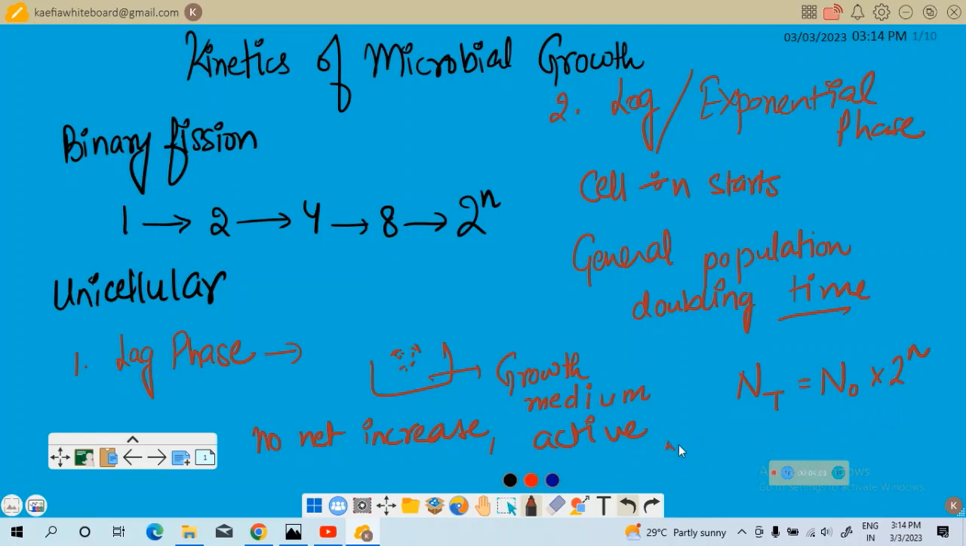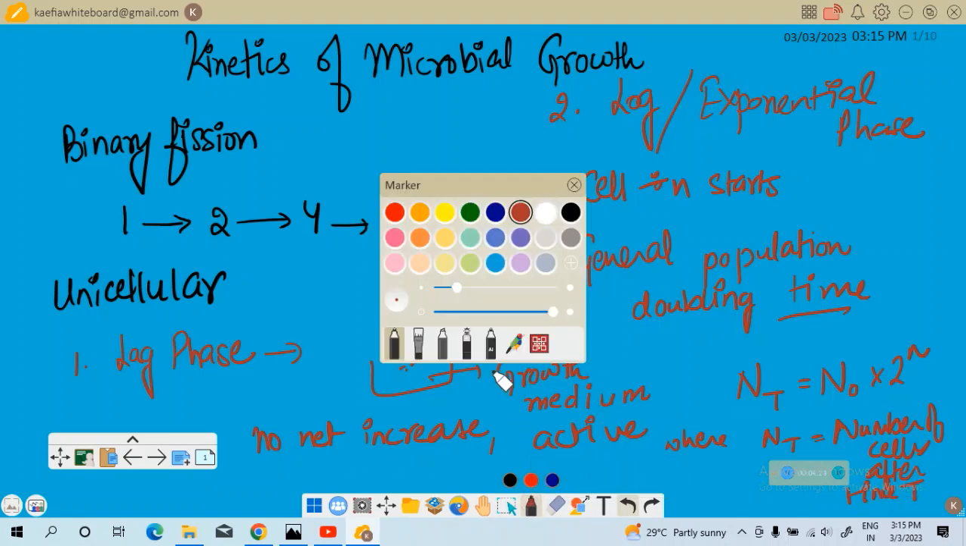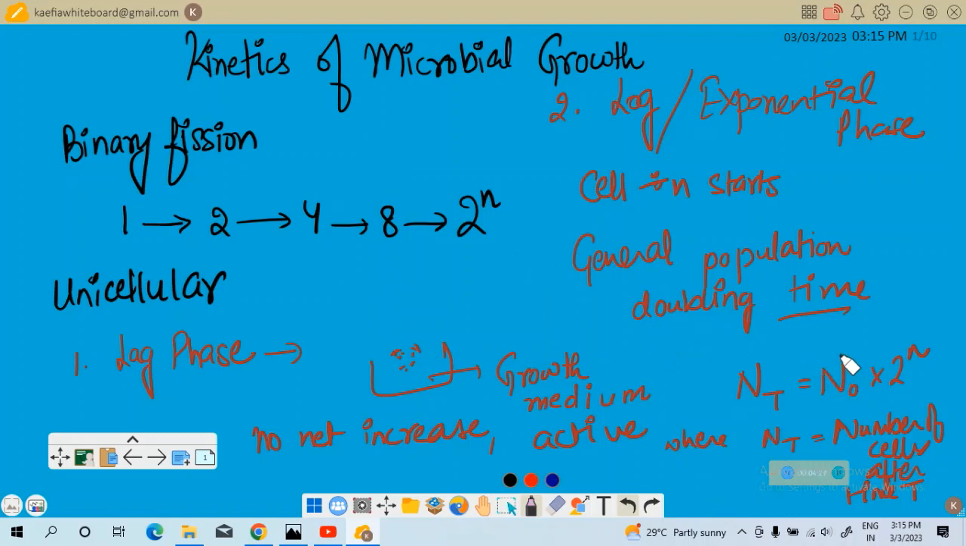Here Nt means the number of cells after time t, and N naught is the number of cells at the start of exponential growth. And then 2 raised to n, that is the doubling time.